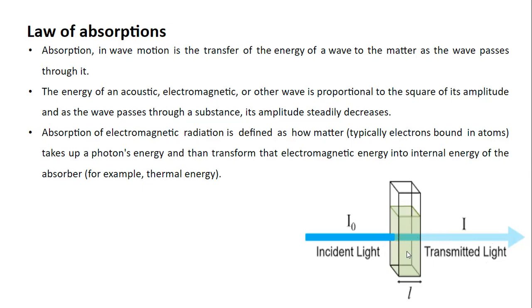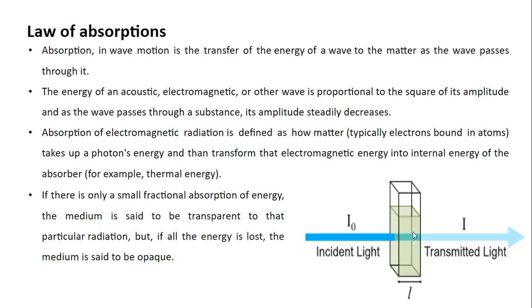There are two factors of that absorption. One is width and another one is time, like through how much width the light has to travel in the next medium, which is fluid in this case, and how much time it will take. That will increase or decrease the absorption rate of the light. If there is only a small fractional absorption of energy, the medium is said to be transparent to that particular radiation. But if all the energy is lost, that medium is said to be opaque.